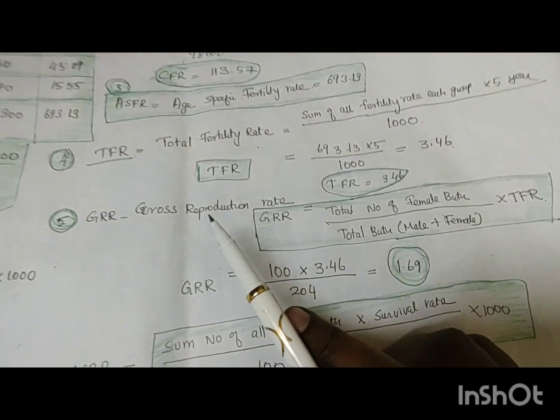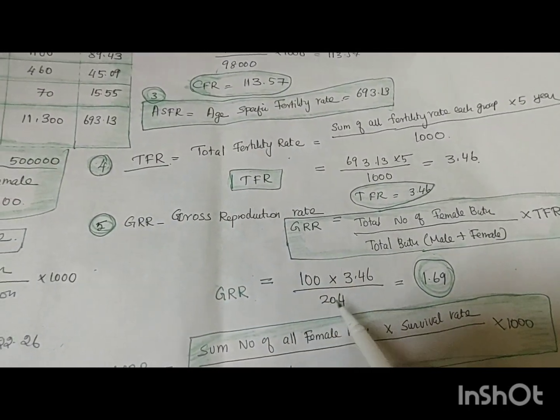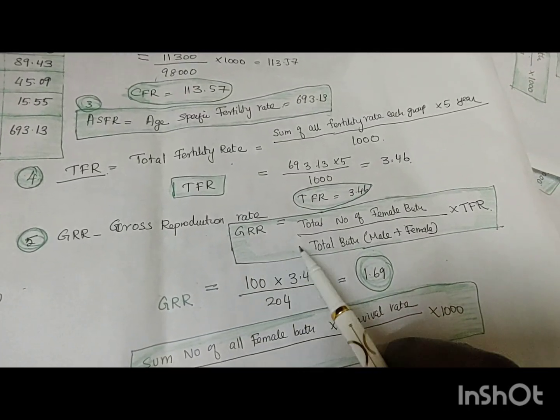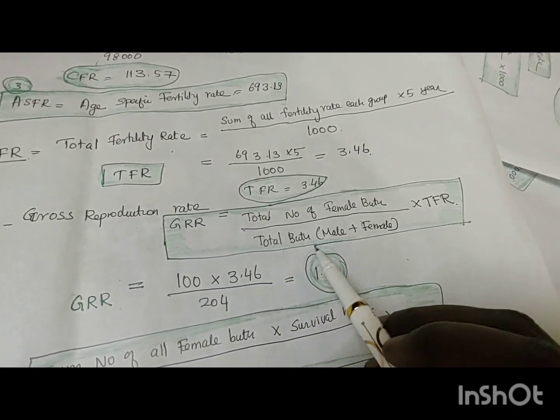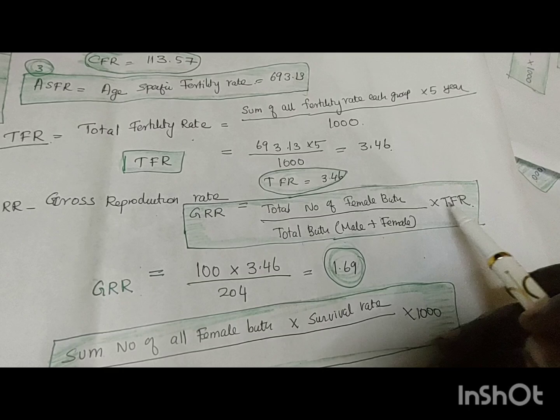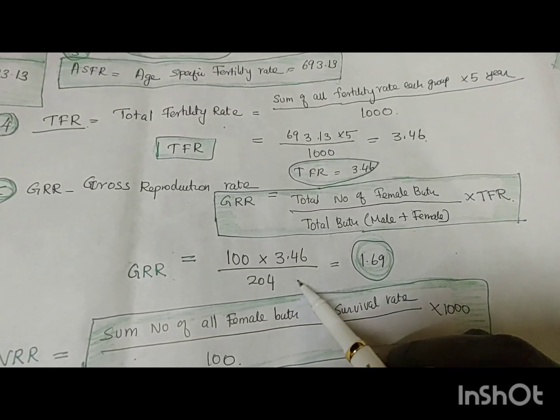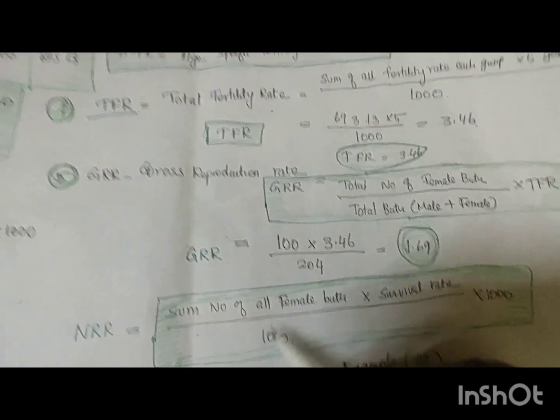Understand? Now the gross reproduction rate. Are you understanding? What is called the gross reproduction rate? Total number of female births by the total births, male and female, into TFR. So this is called the GRR.